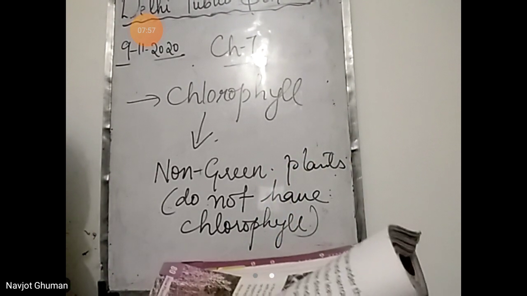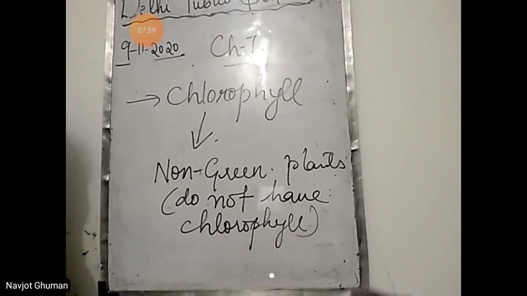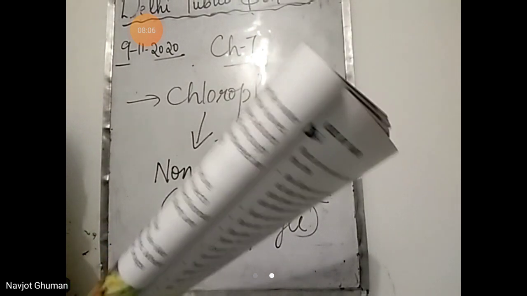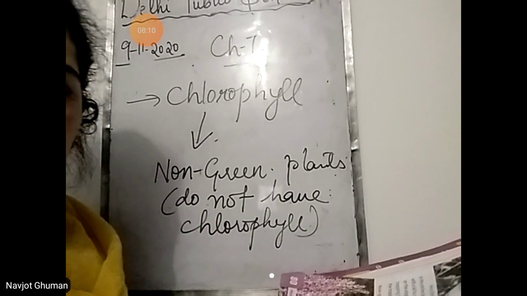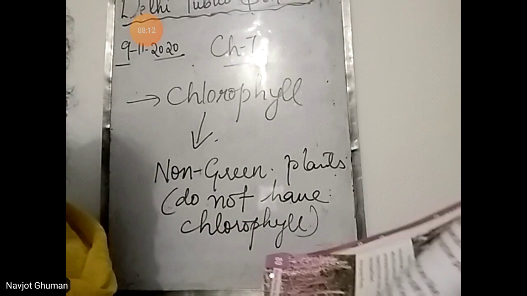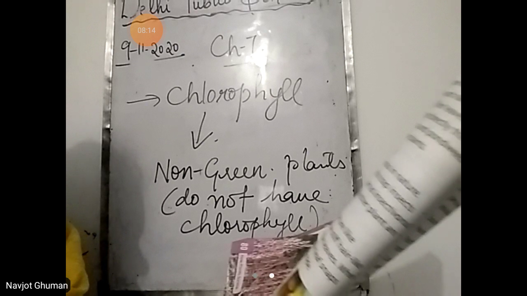Plants such as Indian pipe and coral root are non-green plants. Two examples they have given. One is Indian pipe and the second one is coral root, that usually exist in water. Why are they called non-green plants? Because they do not have chlorophyll.